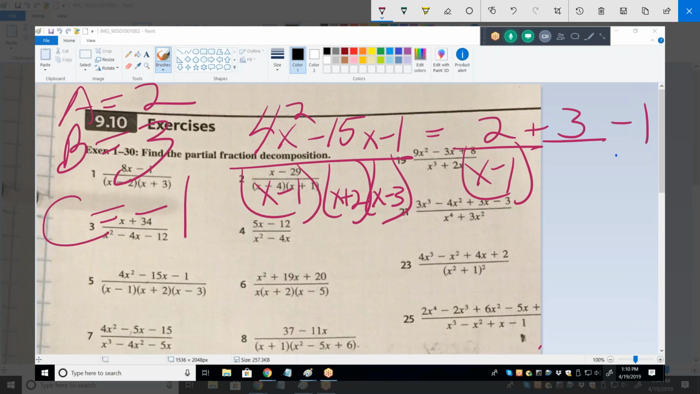Well, not over the same denominator. Like this. I think you knew what I meant. Yes, sir. That's right. Now, why is that so valuable to do? Because if I said integrate that, I would have no idea how to do it.